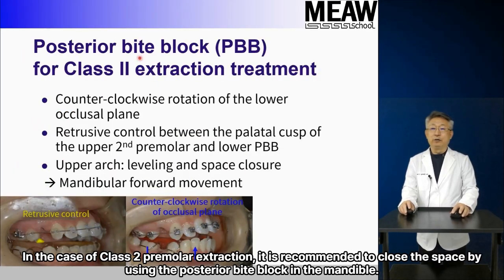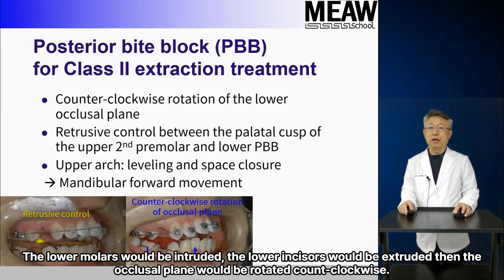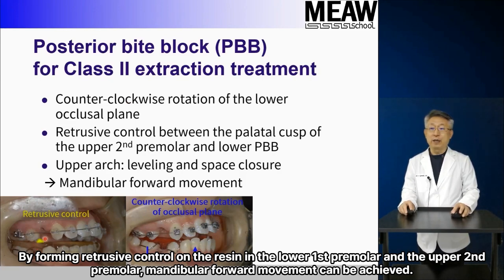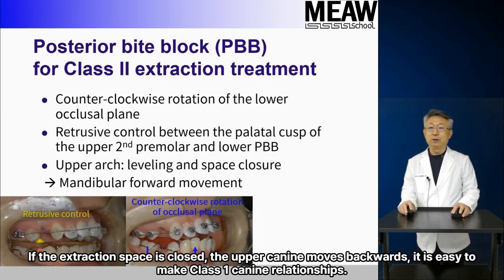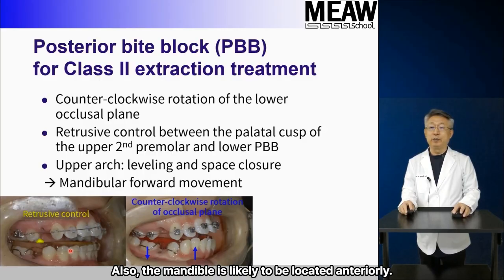In the case of Class 2 premolar extraction, it is recommended to close the space by using the posterior bite block in the mandible. The lower molars would be intruded, the lower incisors would be extruded, then the occlusal plane would be rotated counterclockwise. By forming retrusive control on the resin in the lower first premolar and the upper second premolar, mandibular forward movement can be achieved. If the extraction space is closed, the upper canine moves backwards, it is easy to make Class 1 canine relationships. Also, the mandible is likely to be located anteriorly.